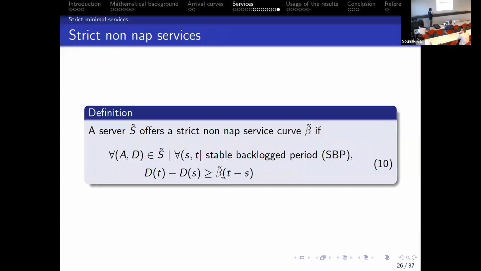And then we can construct a new strict minimal service with the new definition of the backlog period, which we call strict non-nap services. And with this definition, we have equivalence between the left and right world.